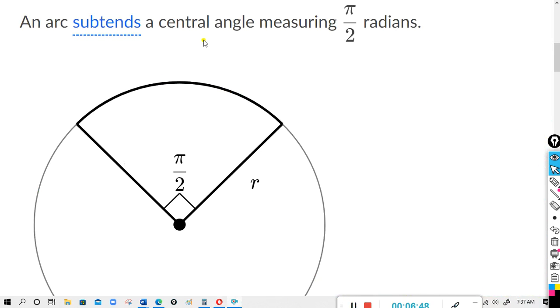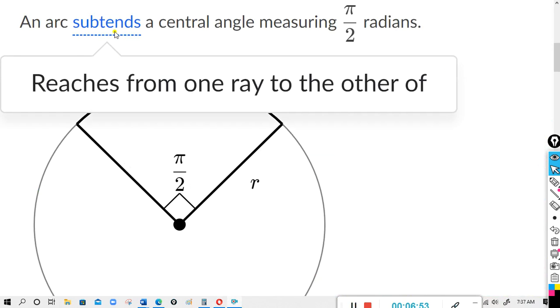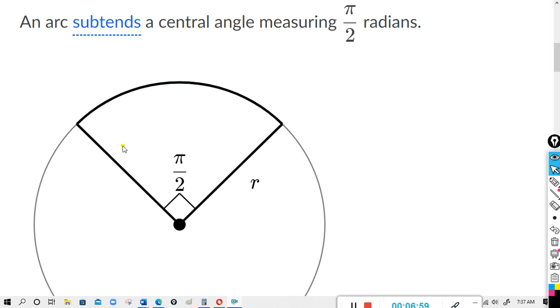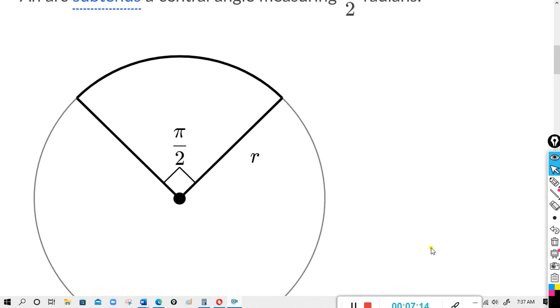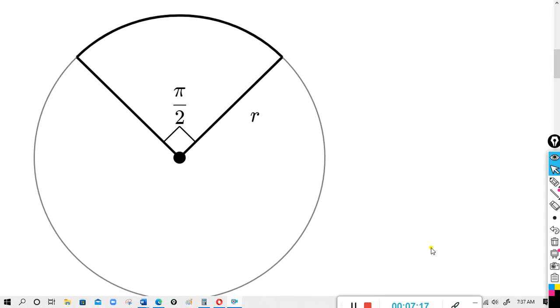All right, an arc subtends a central angle measuring pi over 2 radians. So subtends, what does that mean? Reaches from one ray to the other. So in other words, yes, this arc reaches from one ray to another, one radius to another. All right, and they want to know what fraction of the circumference is this arc. So you do not need the arc length or the radius for this one. They want to know what fraction of the circle is this arc.